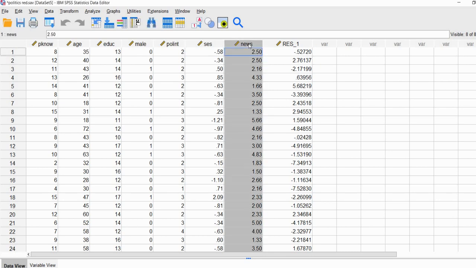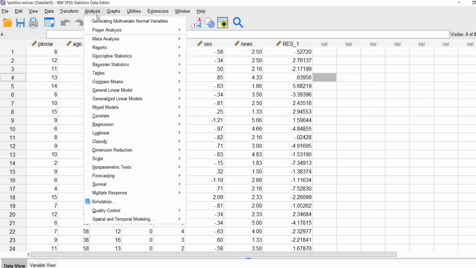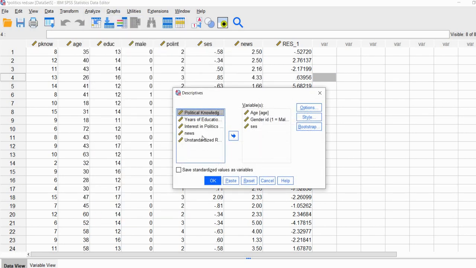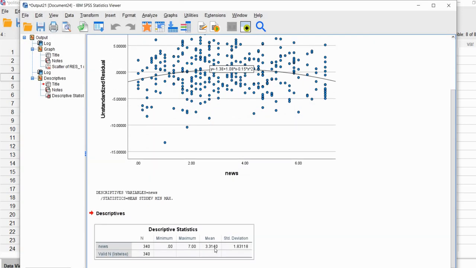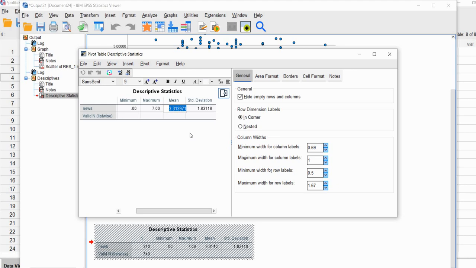So what we're going to do is take this news variable and center it at its mean. To do that, we need to generate our descriptive statistics. I'll go to Analyze, Descriptives right here, and let me reset this. We'll go down to the news variable right here. You can see that the mean of our news variable is 3.313971. That's the most exact value right there.